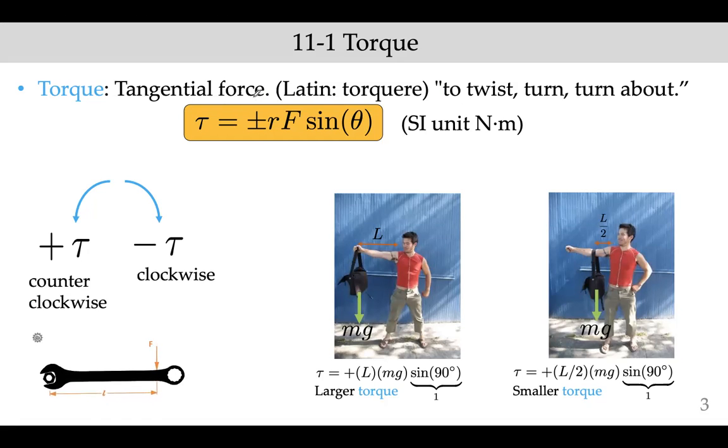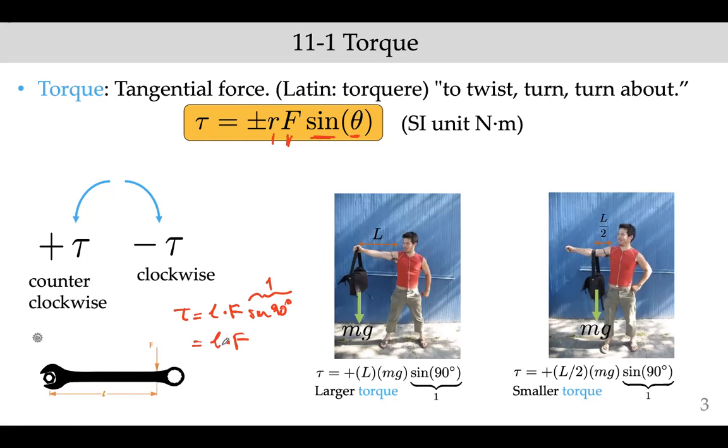So torque is tangential force. It comes from the Latin word torquere, which means to twist, turn, or turn about. The formula for the torque is the distance times the force times the sine of the angle, and that angle is the angle between r and F. For example, if you want to calculate torque, let's start with this animation. The torque here is going to be, well, r is given as L, and we multiply by force. What is the angle between this distance and the force? It's 90 degrees, so it's sine 90 degrees, and we know that this is 1. So in this case, the torque will be L times F for this wrench.